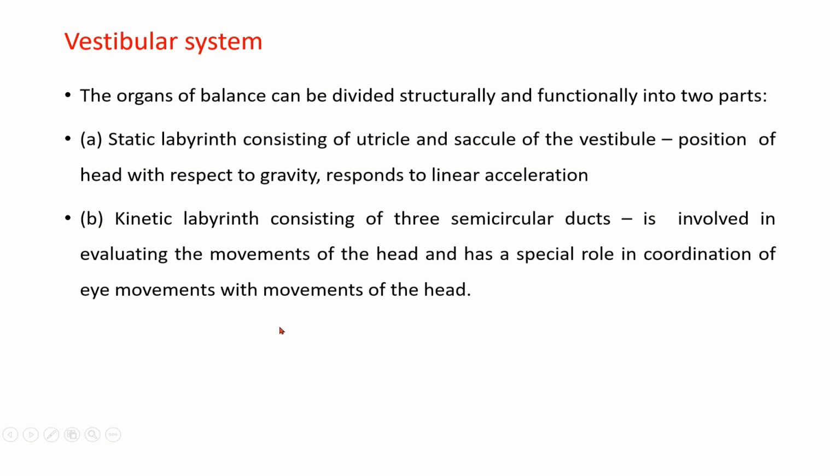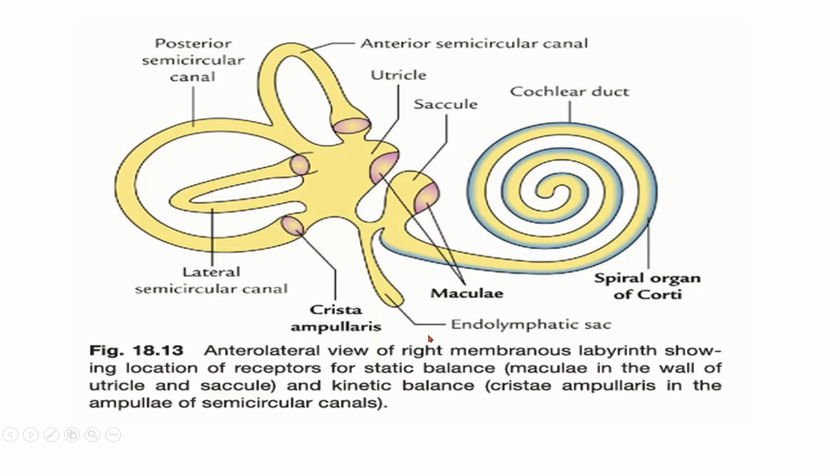So now the second system is the vestibular system. The organs of balance can be divided structurally and functionally into two parts. The static labyrinth consists of the utricle and saccule of the vestibule. They detect the position of the head with respect to gravity and also respond to linear acceleration and deceleration. The kinetic labyrinth consists of three semicircular ducts. It is involved in evaluating movements of the head and has a special role in coordination of the eye movements with movements of the head. You can see here these are the maculae present in the utricle and saccule, and these are the cristae ampullares which are present in the semicircular ducts or canals.